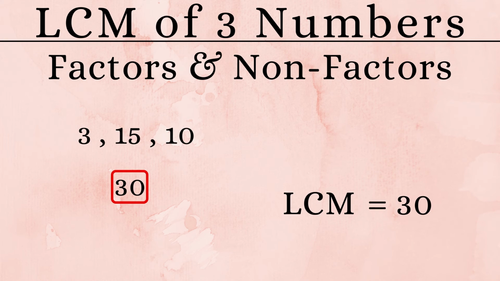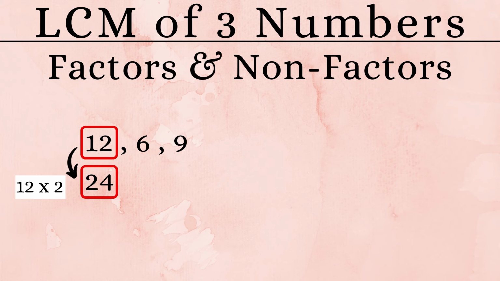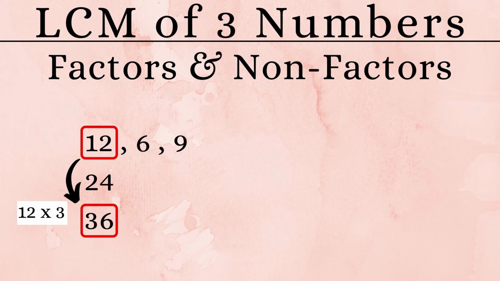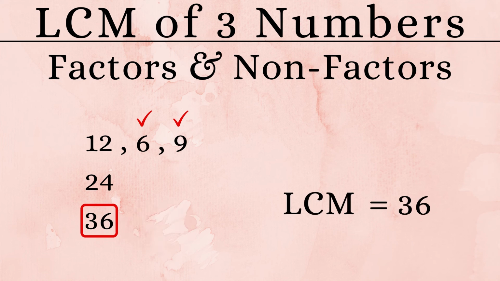Next example, 12, 6 and 9. Largest number is 12 and its factors include 6 but not 9. So we multiply 12 by 2 to get 24. Again, the factors of 24 include 6 but not 9. In this case, we multiply 12 by 3 and then continue the same process. The factors of 36 include both 6 and 9. So we stop here and write down the LCM as 36.